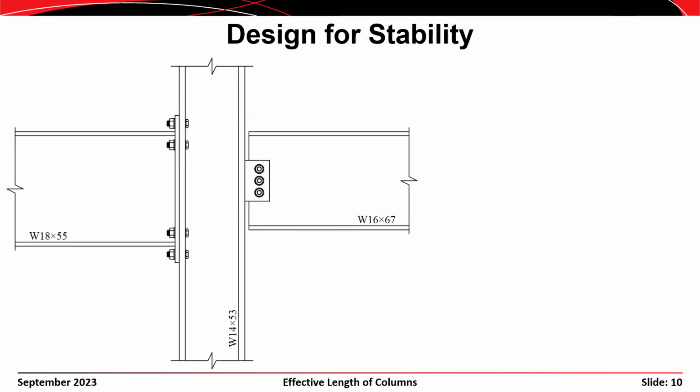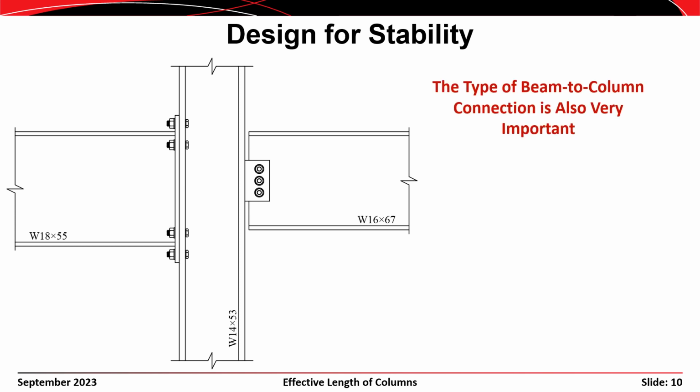The details of the connections between the beams and the columns are also important. The beam framing into this joint from the left is rigidly connected to the column and can therefore provide rotational restraint to the ends of the columns framing into the joint. The beam framing in from the right, however, is pin connected and thus provides no rotational restraint to the columns framing into the joint.